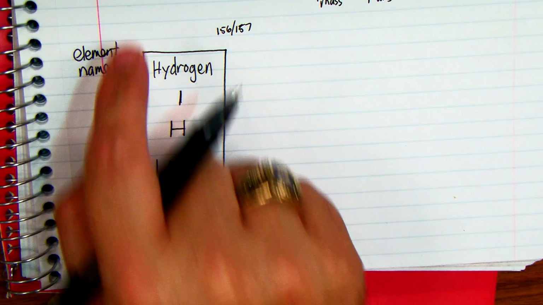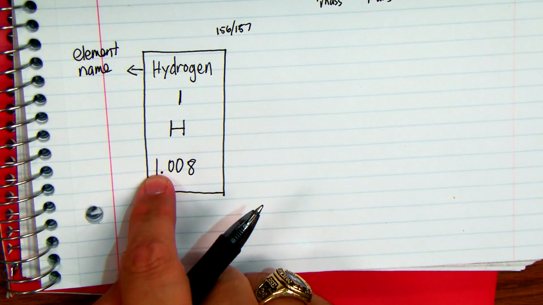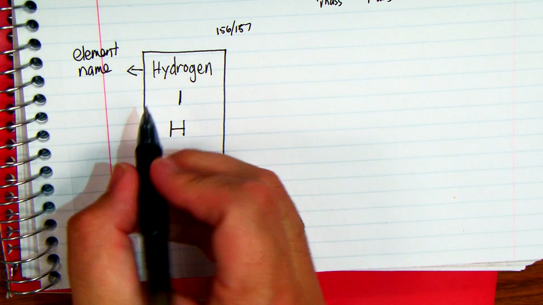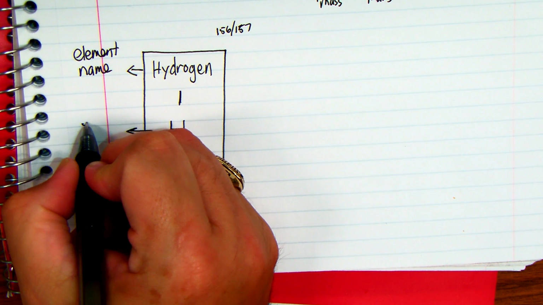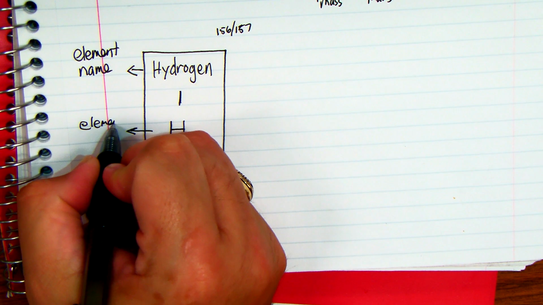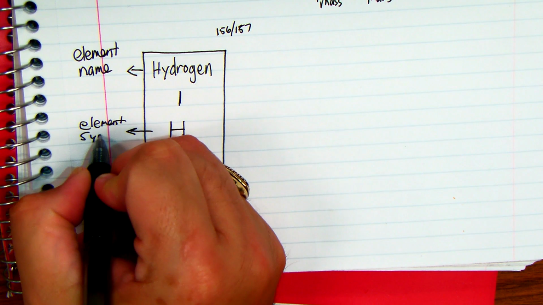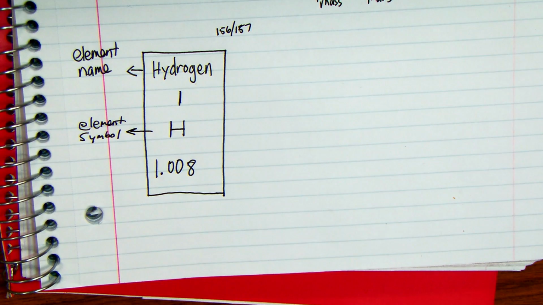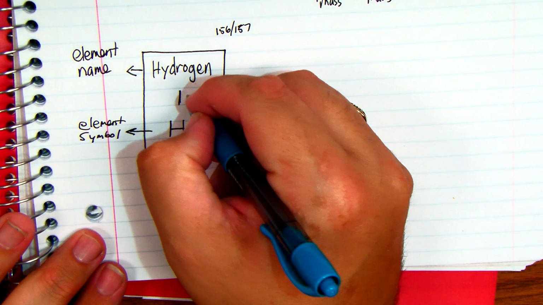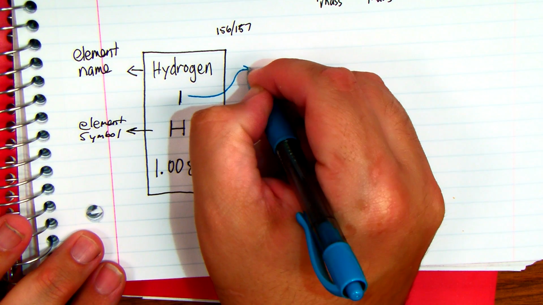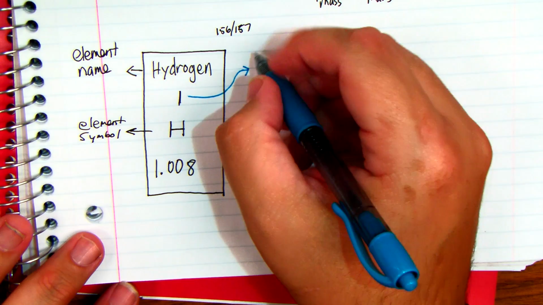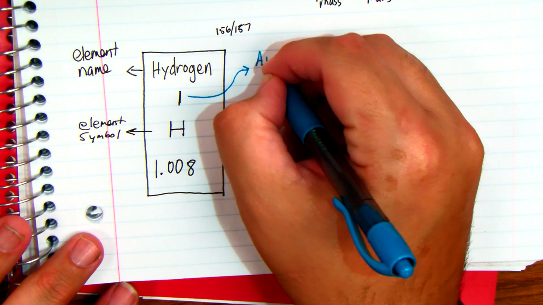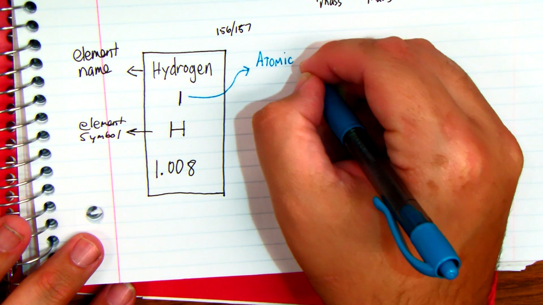So for this guy, we have a name of an element. Now, this one right here, the H, what is that? Yep, the element symbol. So we have our element symbol. So those are two things. Now, for this guy right here, the 1, what are we going to call this? Yes, atomic number.